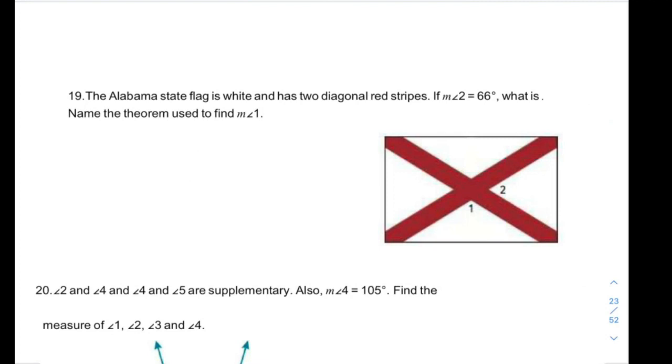The Alabama state flag is white and has two diagonal red stripes.